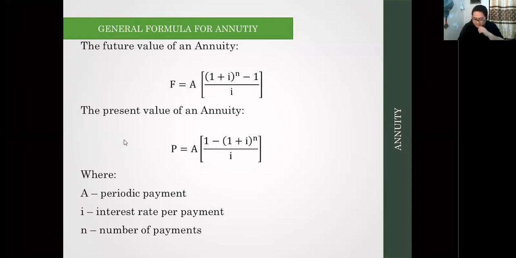So, mula doon sa formula natin ng compound interest na F is equals to P times 1 plus I raised to N, pwede natin i-represent si P as F divided by 1 plus I raised to N. Okay? And then yung value ni F, sa substitute natin, that will be 1 plus I raised to N minus 1, all over I. Divide mo ng 1 plus I raised to N.